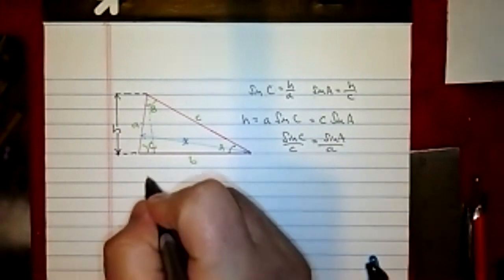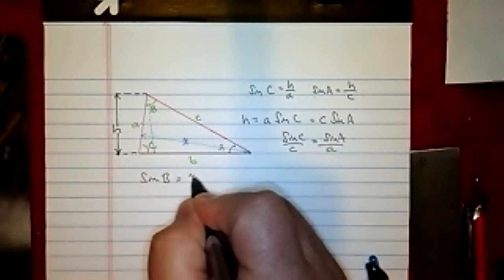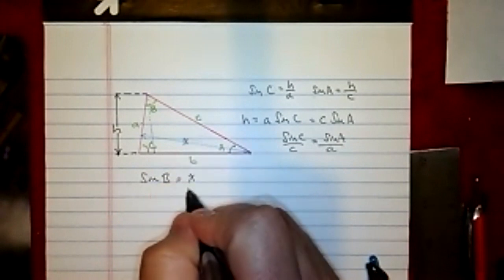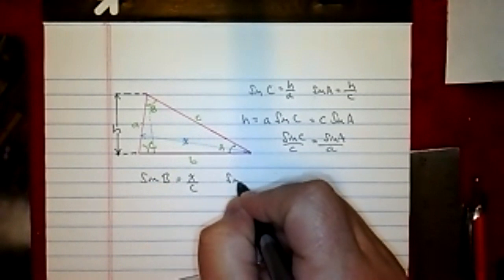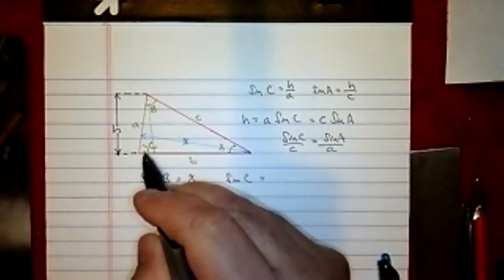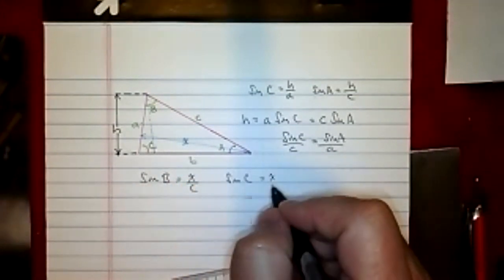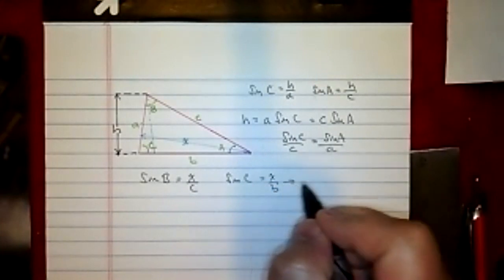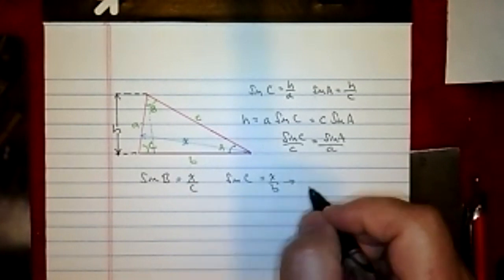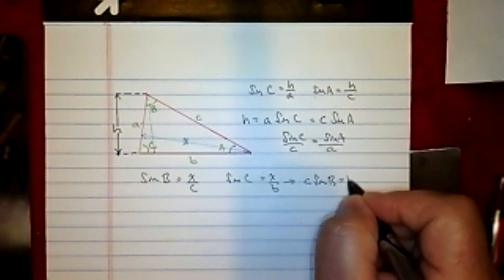Now we can say the sine of B is equal to opposite, which is x, over the hypotenuse for this triangle, which is c. And we can also say the sine of C is equal to opposite, which is x, over the hypotenuse in this case, which is b. So now we can take these two again, solving for x. I get c sine B is equal to b sine C.